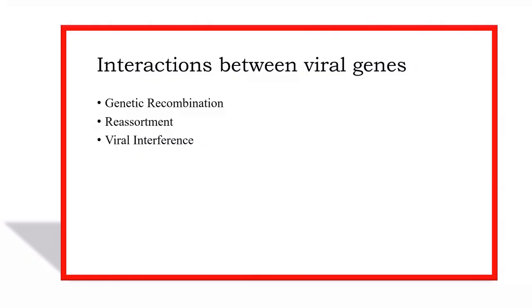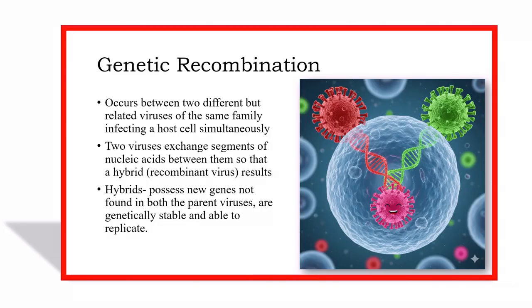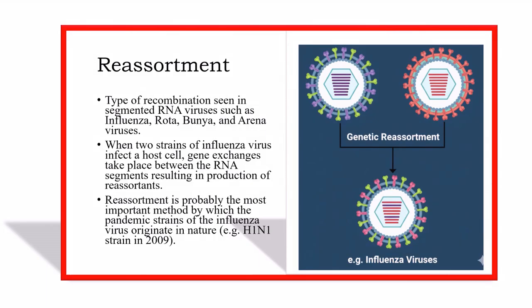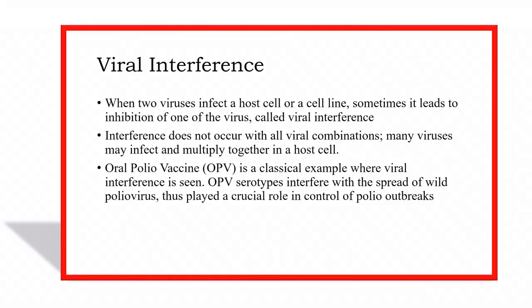Then we spoke about the interaction between viral genes, the most common one being reassortment, the genetic recombination, and the most important type, which is seen as a reason for most of the infections, which is viral interference.